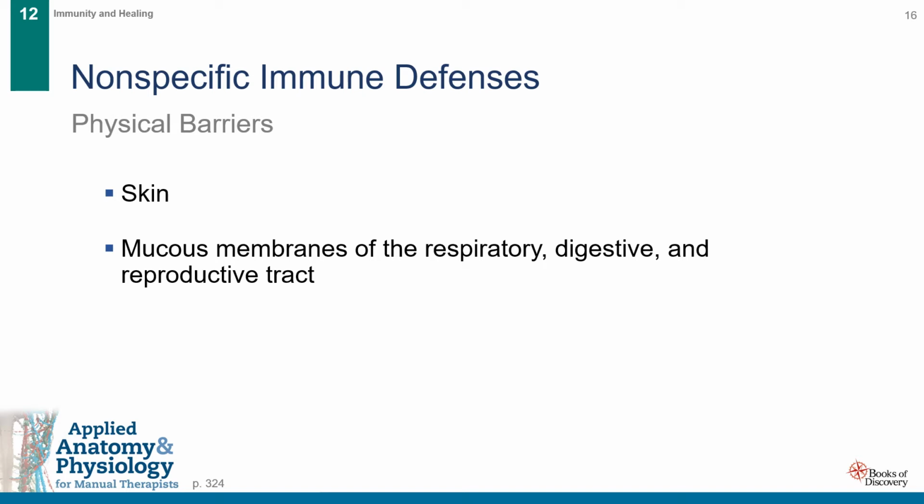So now let's discuss the physical barriers, which are a part of the nonspecific immune defenses. Perhaps the most obvious example of nonspecific immune defense is the skin. Along with mucous membranes that line the respiratory, digestive, and reproductive tracts, the skin creates external and internal physical barriers, which are referred to as mechanical obstacles that block foreign particles.